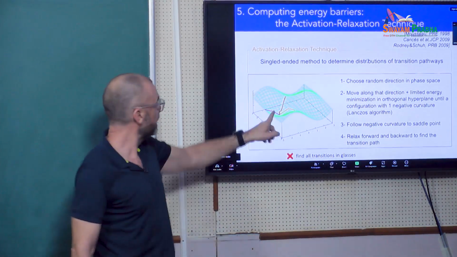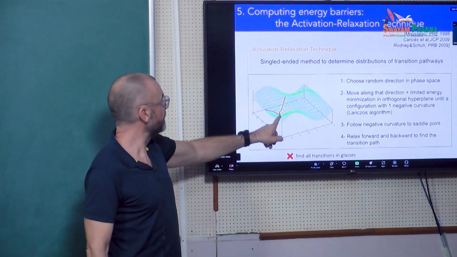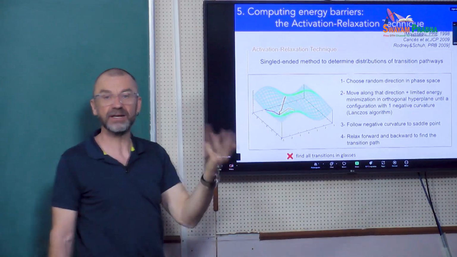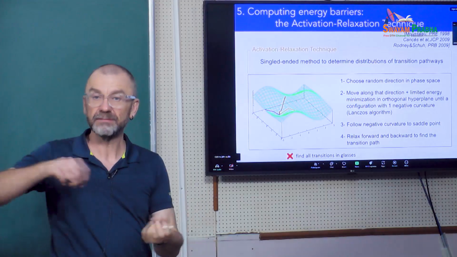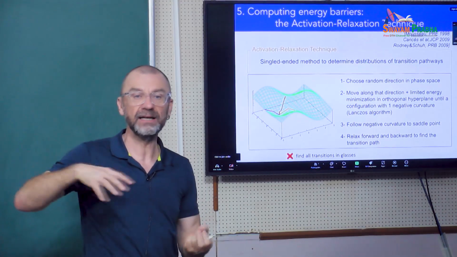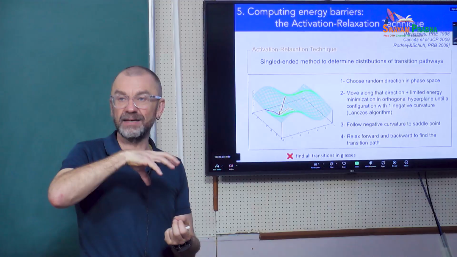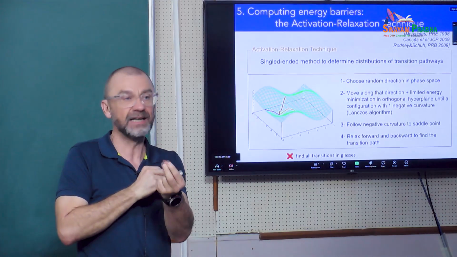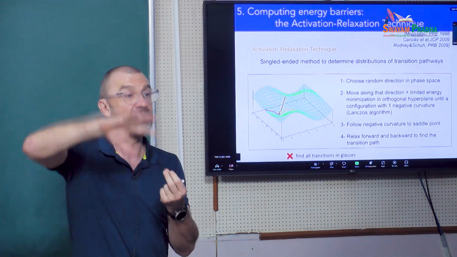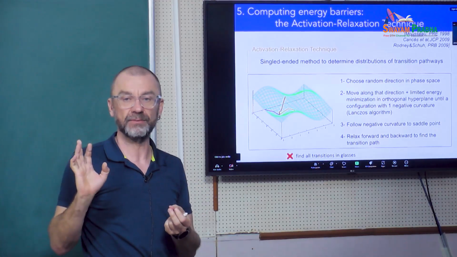I go back again, and then I pick a third random direction. I might find a third, etc. And if I do that, I can sample locally the potential energy landscape around an equilibrium configuration, and I can get this distribution of activation barriers.